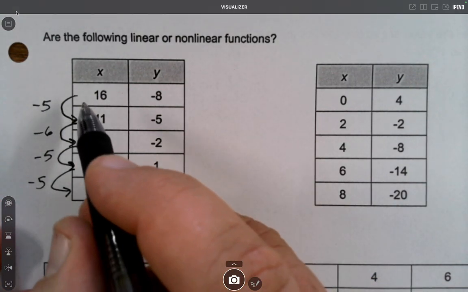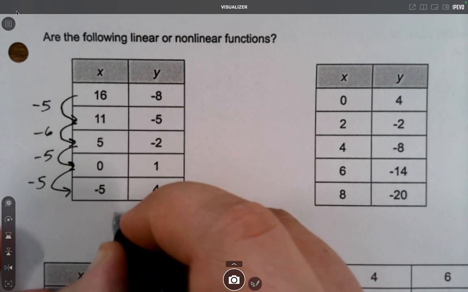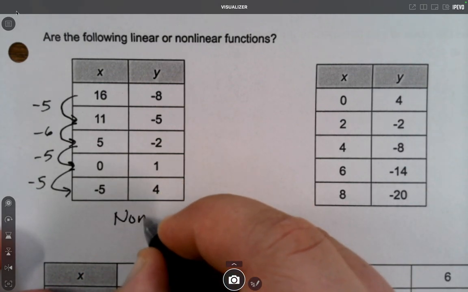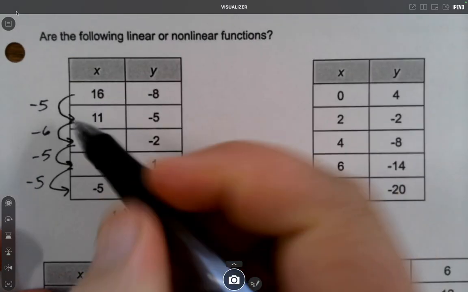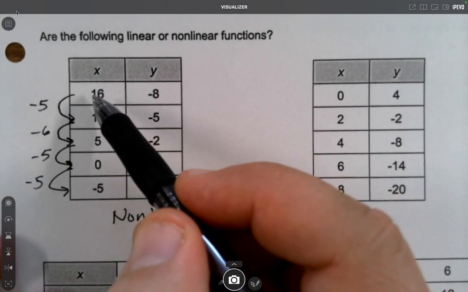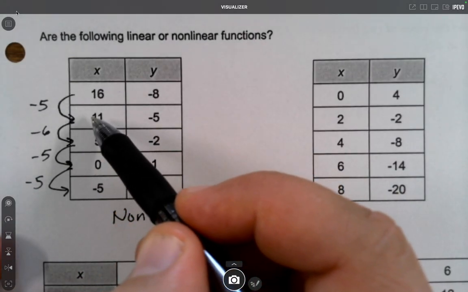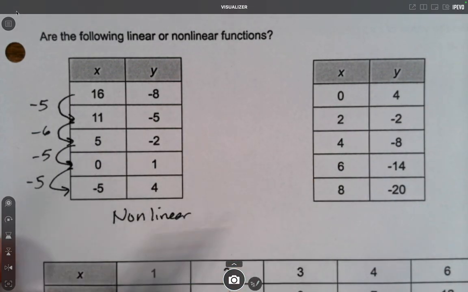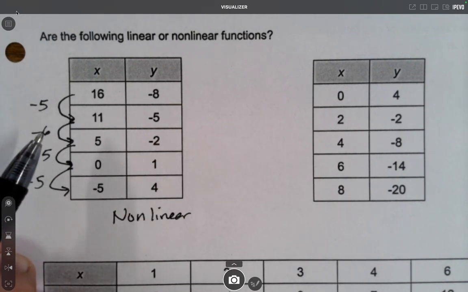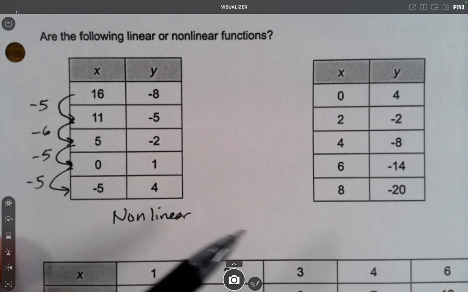So right here, we actually already know this one is not linear. Because to be linear, the x would need to be going down by 5 every time. So since at this spot it goes down by 6 instead of 5, that means it's a no-go. Now, once you see a problem, you can stop and say it's nonlinear and move on.